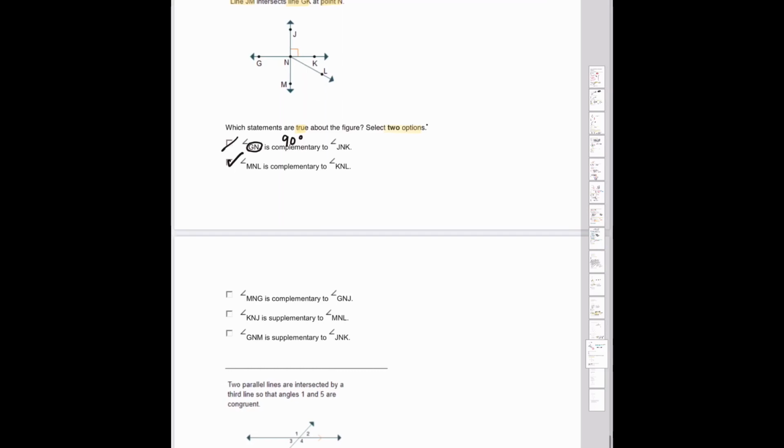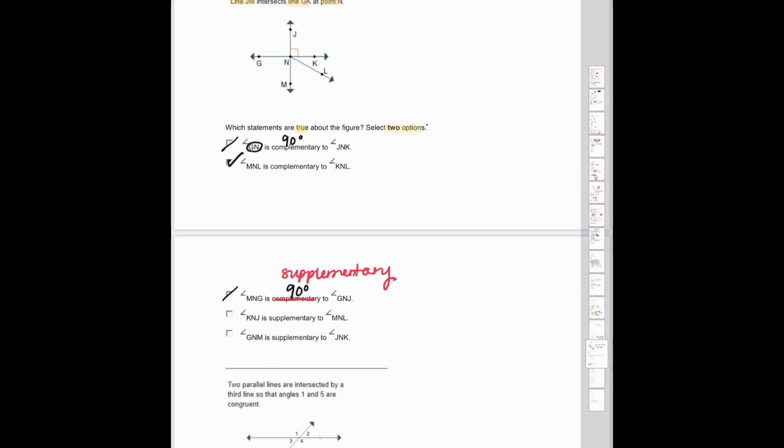The next statement states that M and G is complementary to G and J. What do we know about complementary angles? Well, they are equal to 90 degrees. So let's identify these angles. We have M and G and G and J. Well, those two angles are a linear pair. We know that linear pairs are equal to 180 degrees, which means they are not complementary angles, but they are actually supplementary angles, which means that we can mark the statement off. Let's look at the next one.